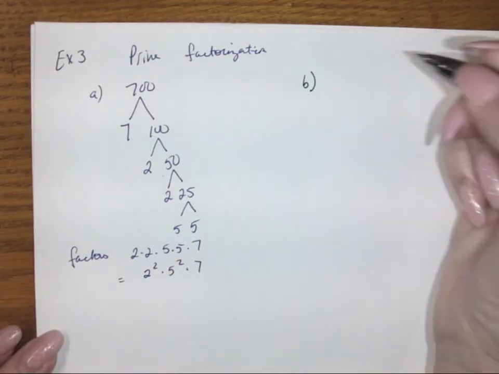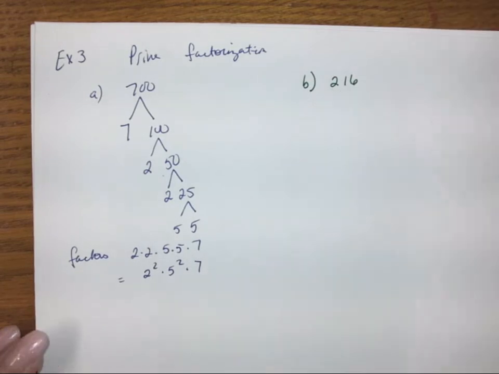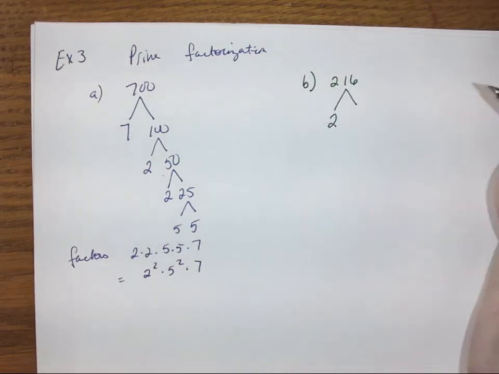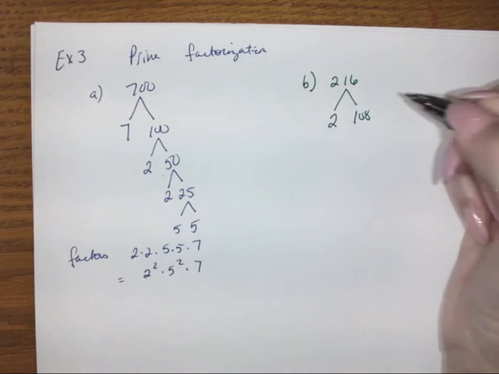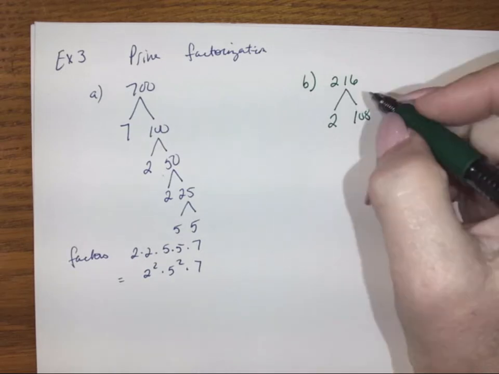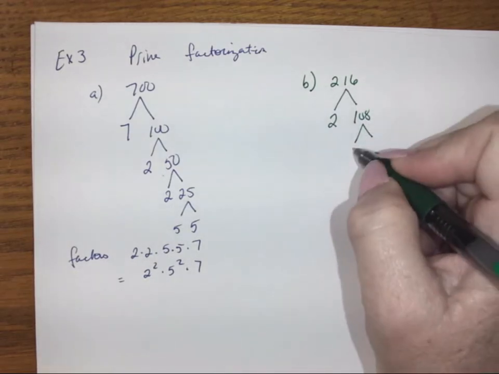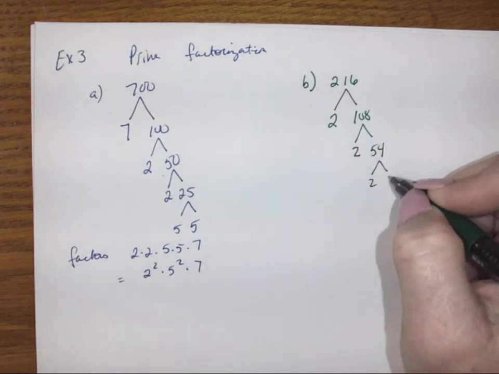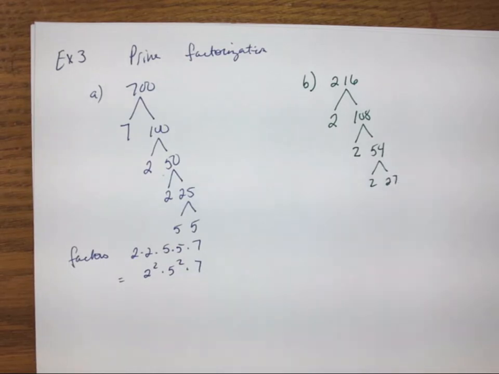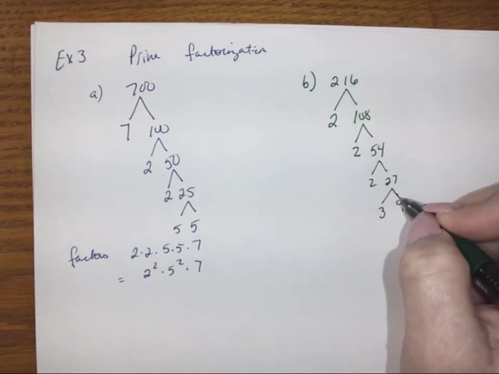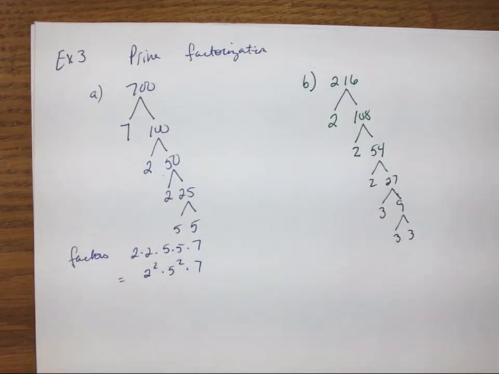All right, let's look at another one. If we have 216, I don't know a lot about this one, but I know that it's an even number, so I know it will divide by 2. And you can use your calculator on these. So 2 times 108. I don't know what 108 is divisible by, but I know it divides by 2 because it ends in an even number. So 2 times 54. 54 again is even, so 2 times 27. You could have also done 6 times 9. 27 is divisible by 3 times 9, and then 9 becomes 3 times 3.